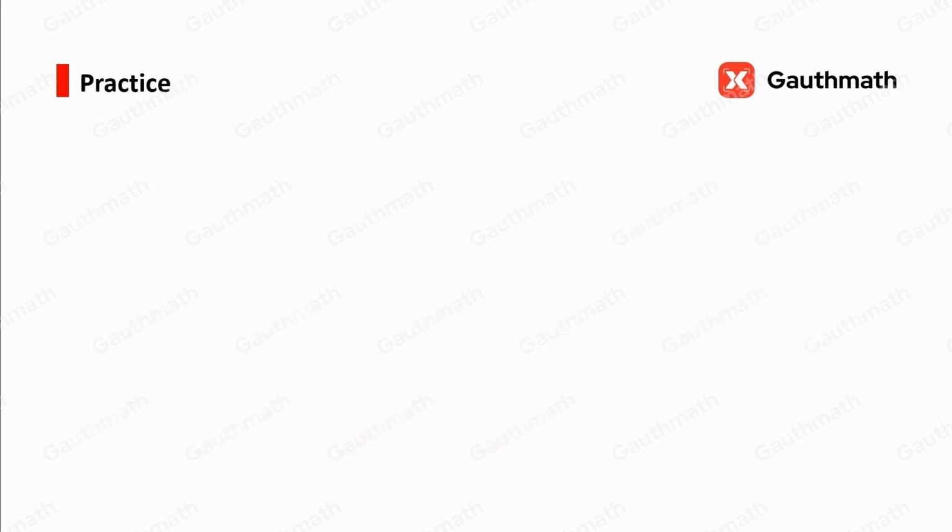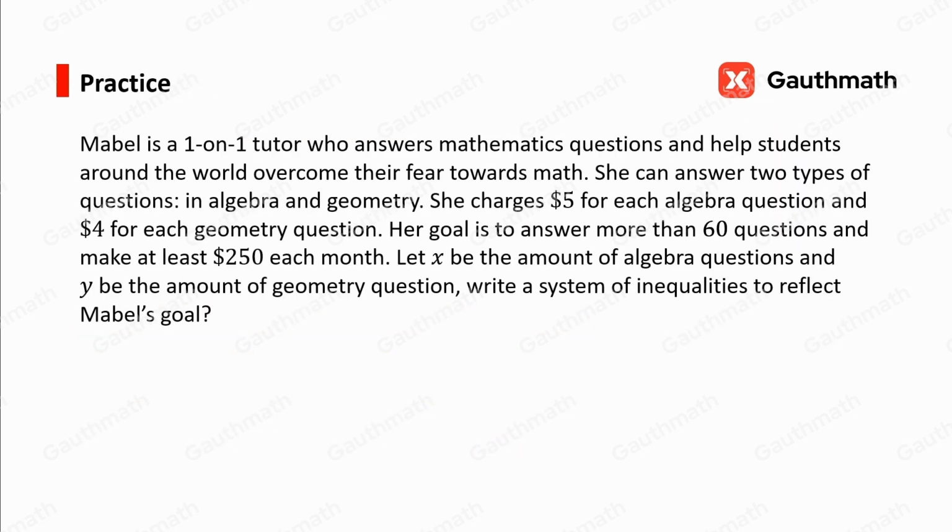Let's look at one more practice question. Mabel is a one-on-one tutor who answers mathematics questions and helps students around the world overcome their fear towards math. She can answer 2 types of questions, in algebra and in geometry. She charges $5 for each algebra question and $4 for each geometry question. Her goal is to answer more than 60 questions and make at least $250 each month. Let x be the number of algebra questions and y be the number of geometry questions. Write a system of inequalities to reflect Mabel's goal.